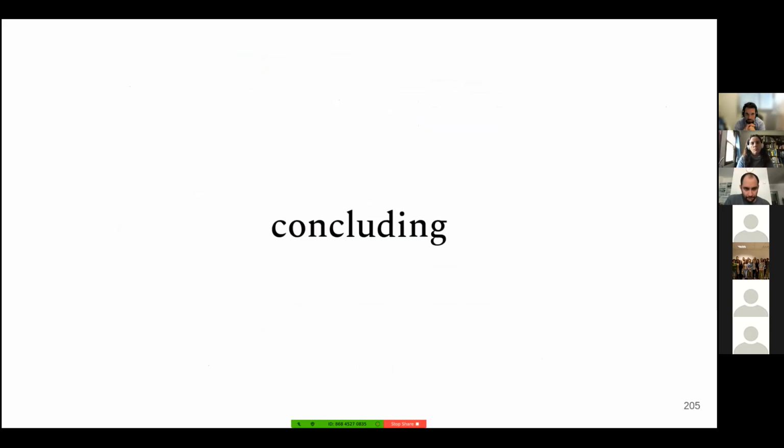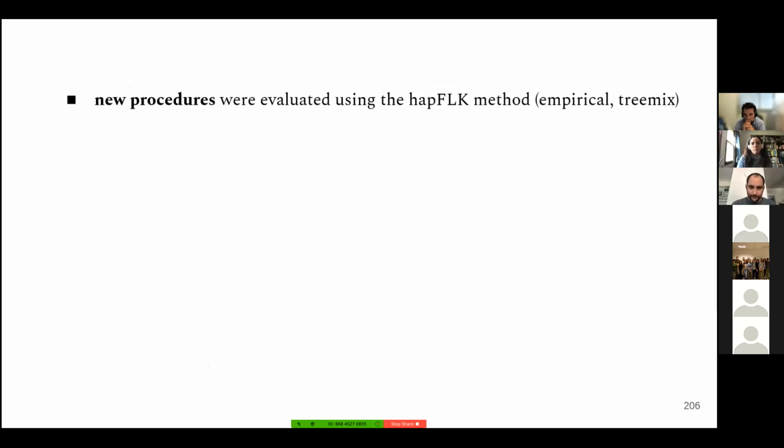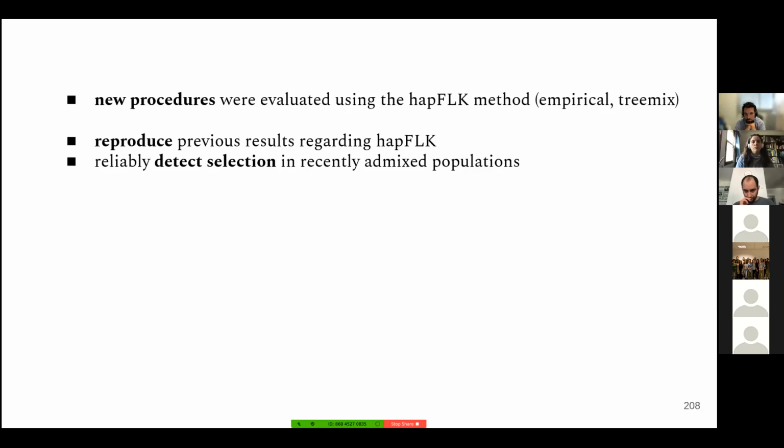So now concluding. In this work, I evaluated new procedures using the HAPFLK method, namely the empirical covariance matrix and the trimix model matrix. I was able to reproduce previous results regarding HAPFLK and the dependence of power on frequency at selection onset. When using the empirical covariance matrix and under favorable conditions, I was able to confirm that reliable detection of selection in recently admixed populations is possible with the HAPFLK method.